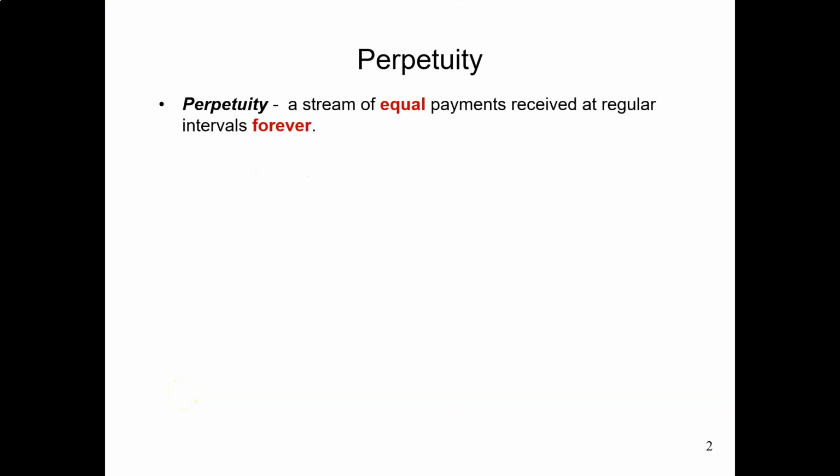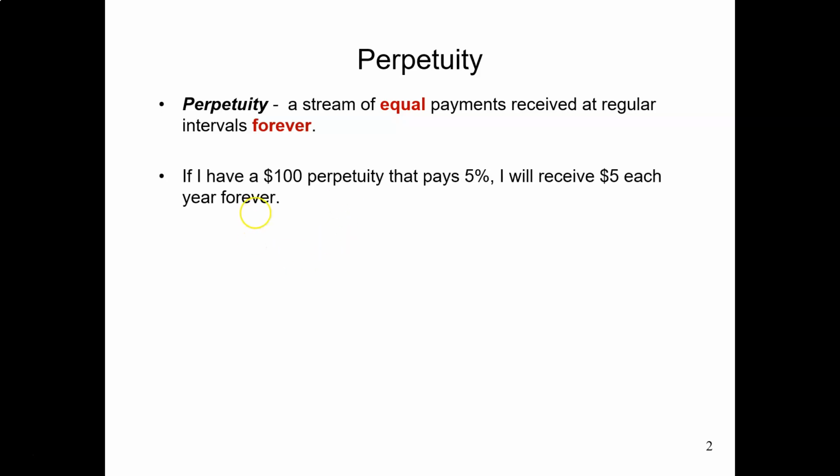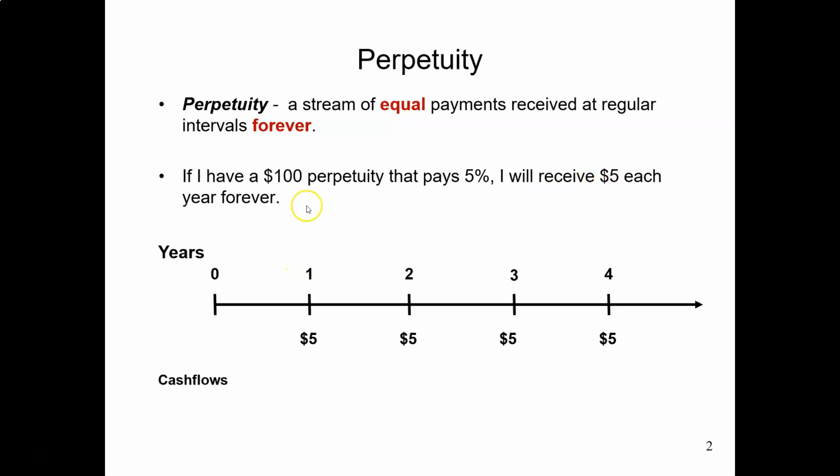Perpetuity will provide you with a string of equal payments frequently, and these payments will continue forever. For example, if you have a $100 perpetuity that pays at rate 5%, then you will have $5 every year. The cash flow of this perpetuity is $5 at the end of every year. How do we know the present value of this perpetuity is $100?